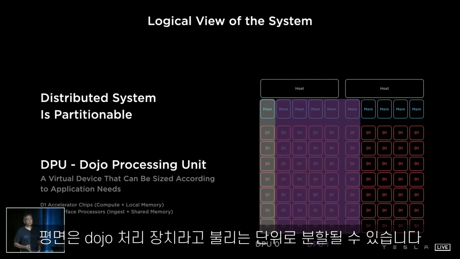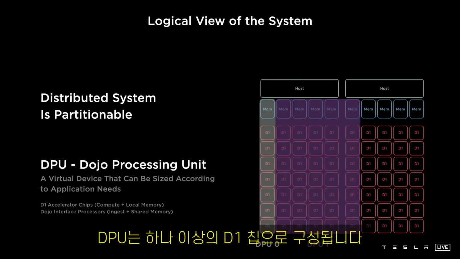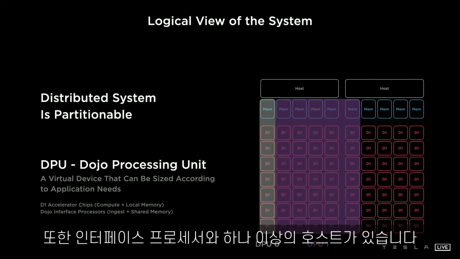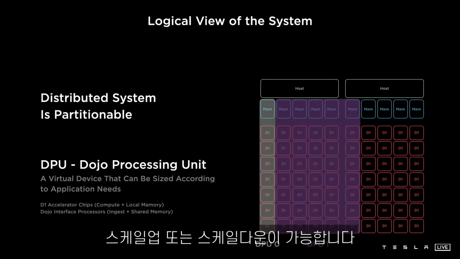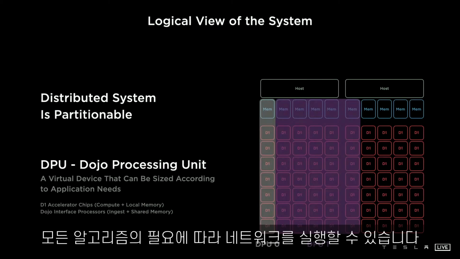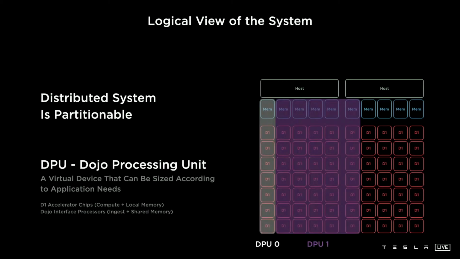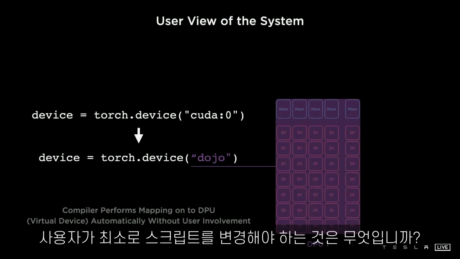Our compute plane can be subdivided, can be partitioned into units called Dojo processing unit. A DPU consists of 1 or more D1 chips. It also has our interface processor and 1 or more hosts. And this can be scaled up or down as per the needs of any algorithm, any network running on it. What does the user have to do? They have to change their scripts minimally.